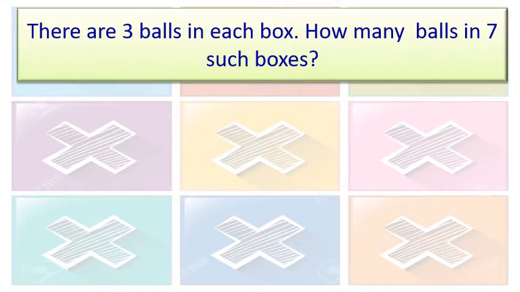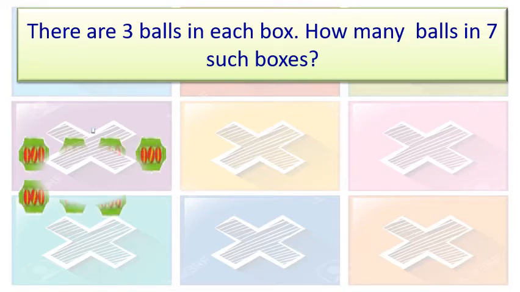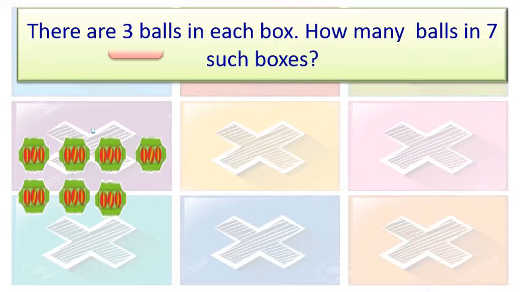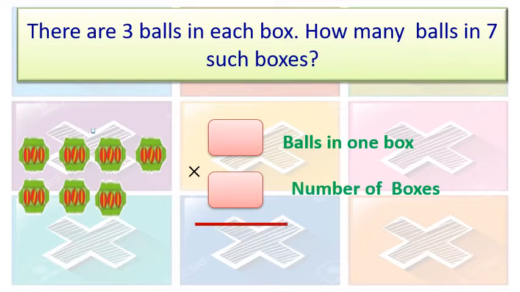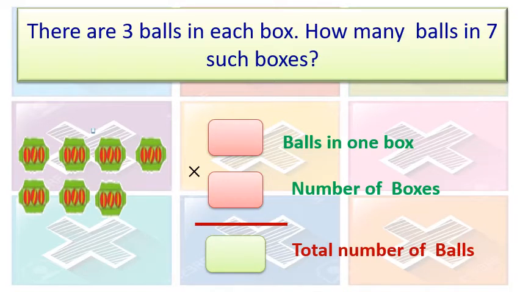Now we will move for our sums. There are 3 balls in each box. Okay, how many balls in 7 such boxes? See dear students, here balls are there and boxes are there. In each box there are 3 balls. And how many boxes are there? 7. We will write like this. Balls in one box. That we have to write how many? Number of boxes. When we multiply these two, we will get the total number of balls.